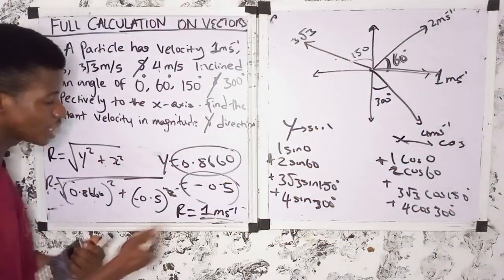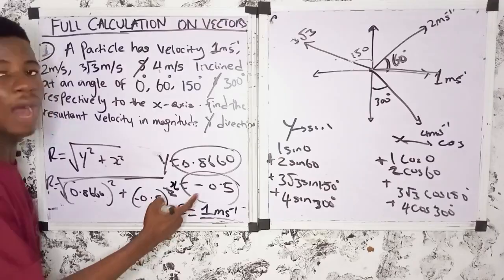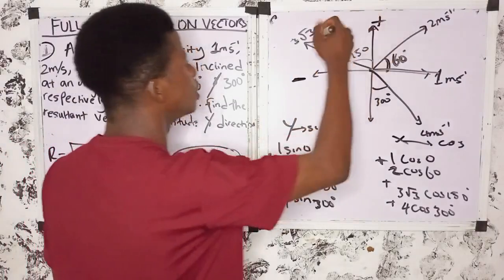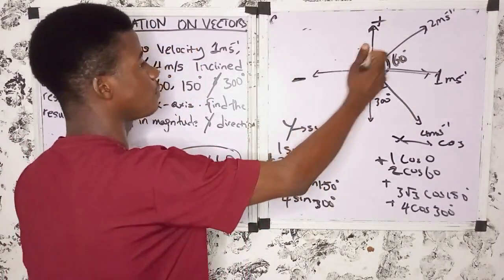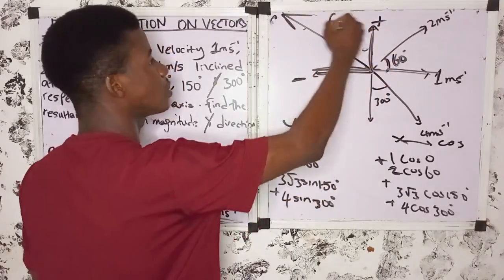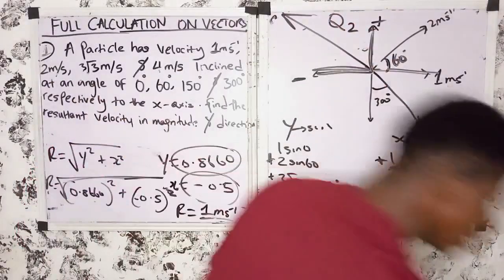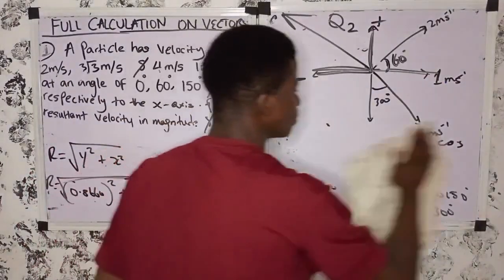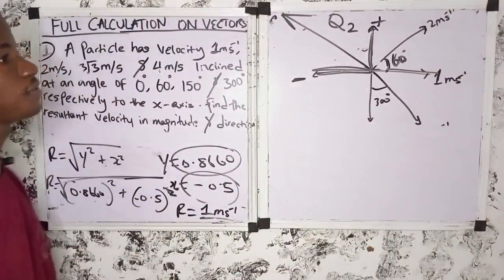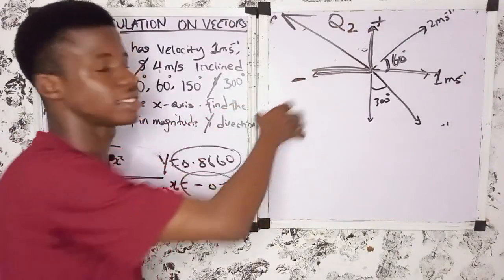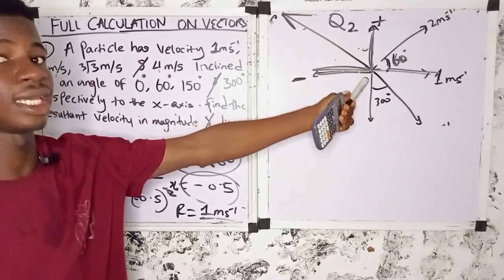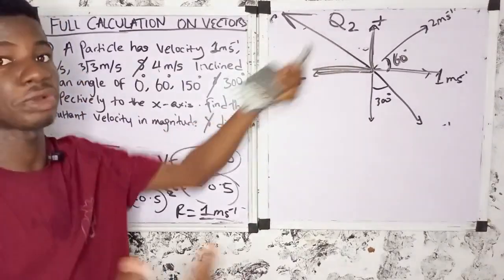If you look at this, when we were solving, we found that our y was positive, our x was negative. We all know that here is negative, here is positive. So the resultant lies in this direction, in the second quadrant. Our y is positive, our x is negative, so positive y, negative x. That is the second quadrant. So the direction of the resultant lies in the second quadrant.